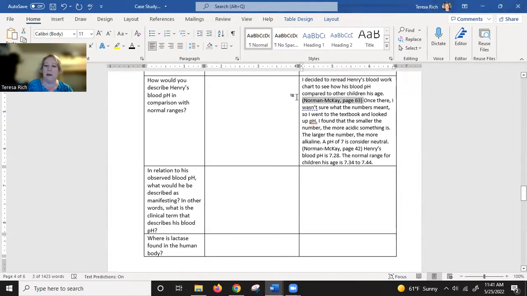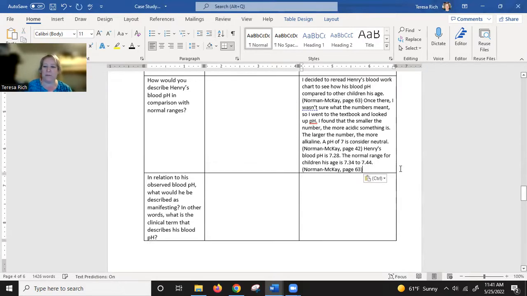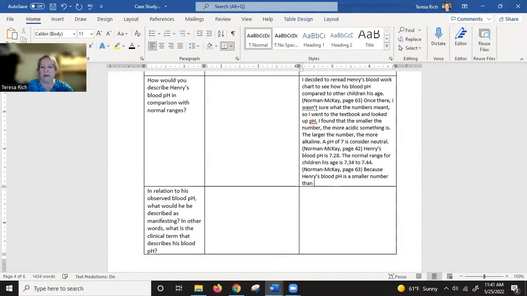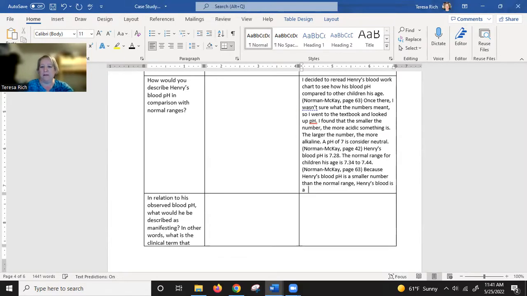So I'm going to copy that because it's different than what I found on page 42. As pH is a smaller number than the normal range, Henry's blood is acidic. Okay.